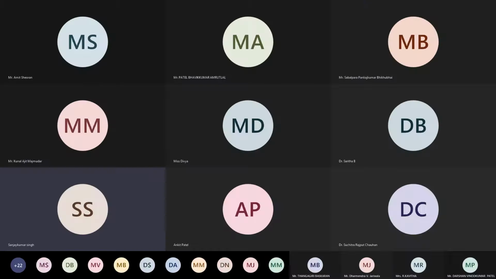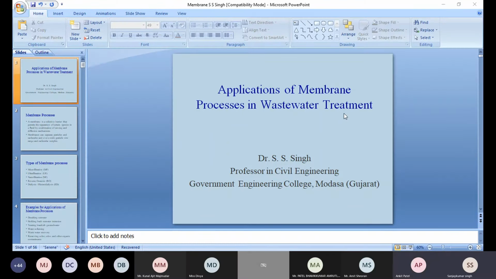So, in this session, we will be seeing the applications of membrane processes in wastewater treatment. As you know, membrane processes are nowadays very much used, mainly in water purification. It is used in a large way. The same thing is also used in wastewater treatment. So we will see what the membrane processes are.